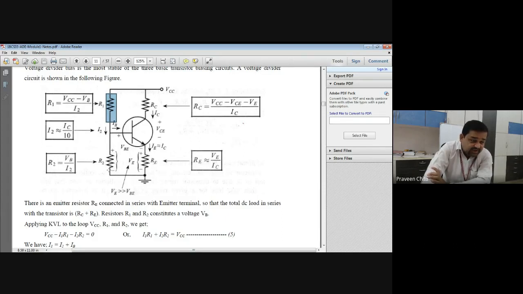Similarly, the same current I2 we are assuming to be flowing here, because in approximate analysis we are assuming IB is very, very small and we are neglecting that. So we'll get R2. This is the design equation.